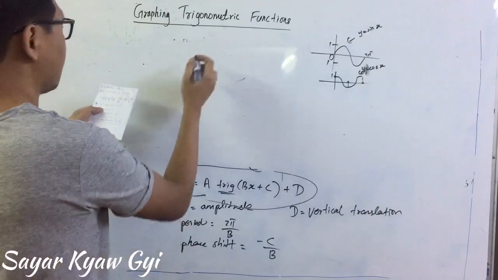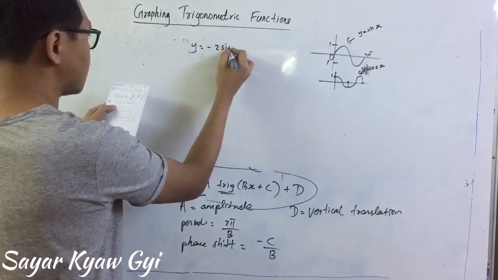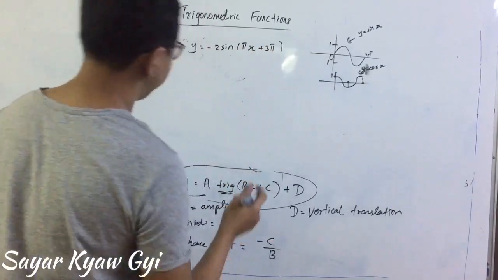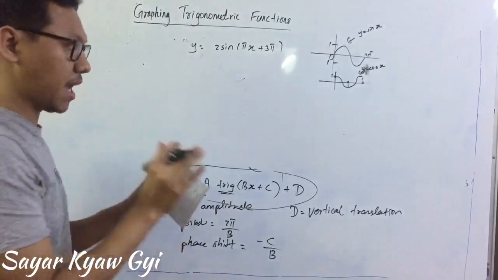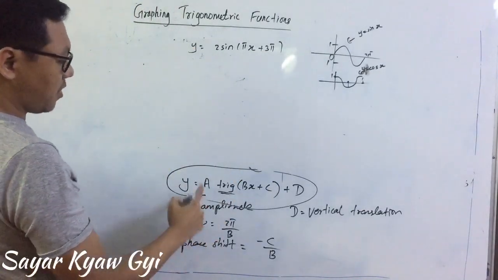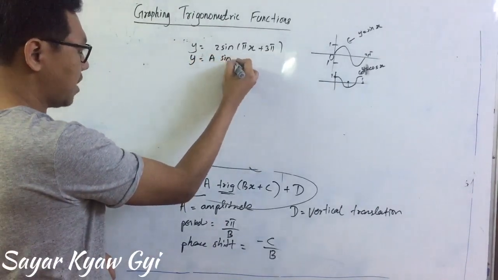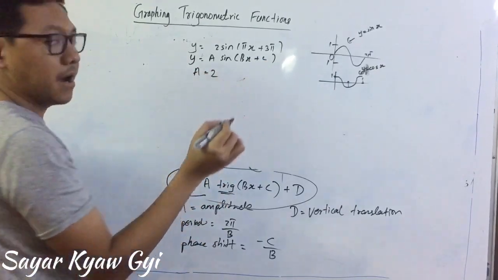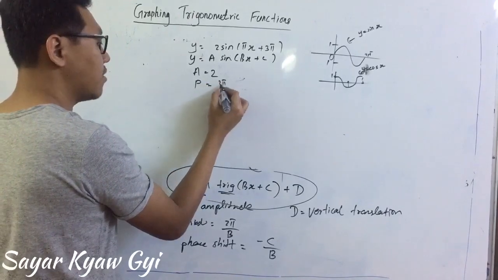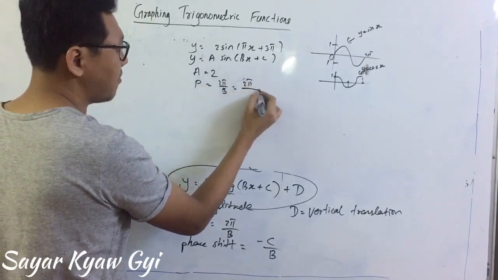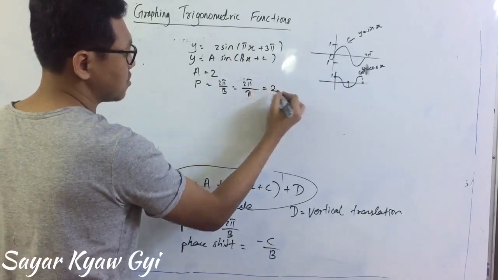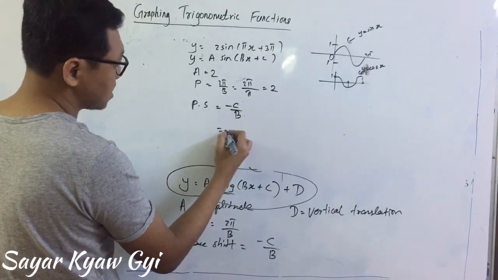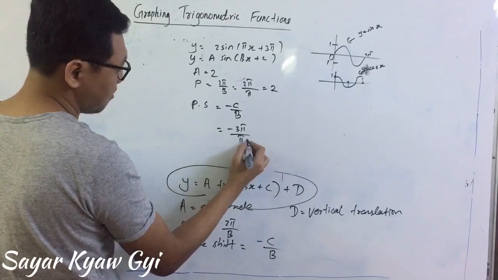This one would be y equal to minus 2 sine pi x plus 3 pi. Okay, I will do it without the negative first, then I will explain with the negative. So we have to compare with sine bx plus c, okay? So the amplitude is 2 here, and the period is 2 pi over b, which here is 2 pi over pi, which is 2. And the phase shift would be negative c over b, which is negative 3 pi over pi, which is negative 3.